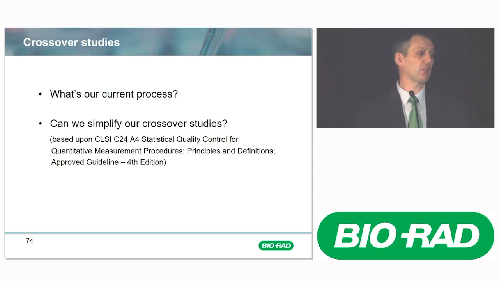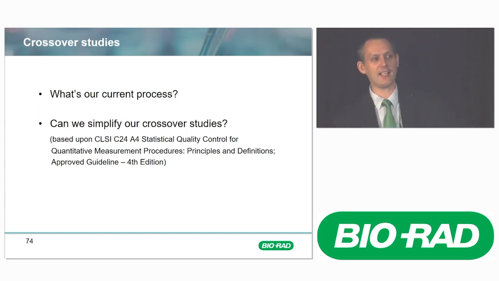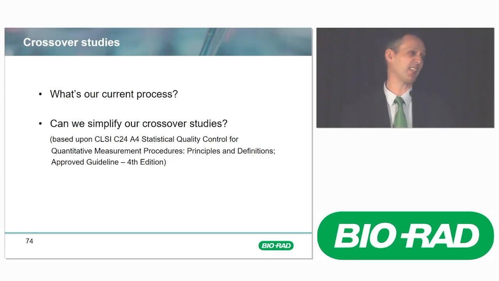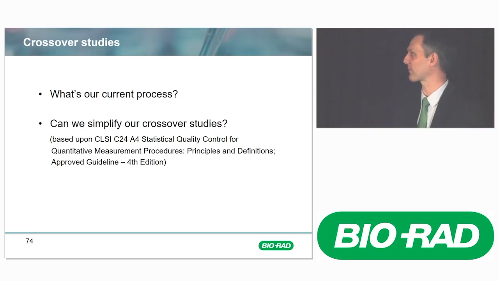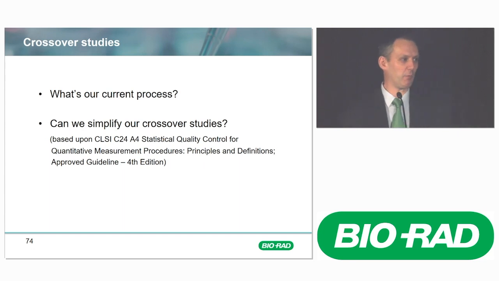But for some products, shelf life is shorter, and there's always going to be a time when we're going to have to go to a new batch. We haven't found a magic solution yet to make a QC which can last forever, or batches that are exactly the same. We're looking at it, but we're not there yet. So when we do these crossover studies, what is our current process? And can we simplify these crossover studies?